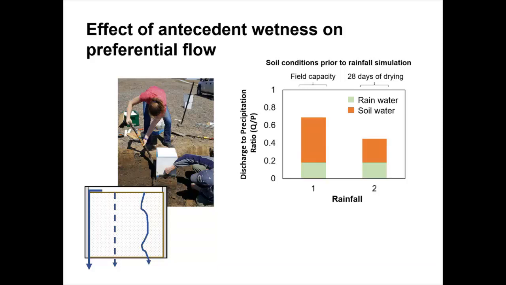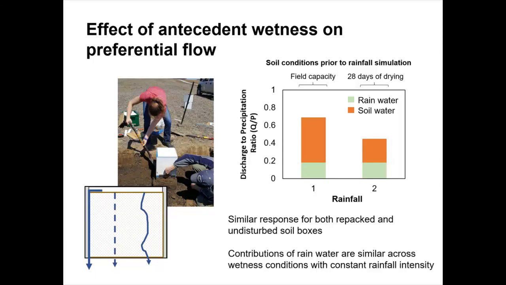So we looked at this, going back to our soil box experiment that I talked about with the spacers around the edge. We looked at the same type of data for the same thing, and we found similar things. So again, here's that first rainfall simulation I already talked about, where it was at field capacity. We let those boxes dry for 28 days and rained on them again, and we see a similar thing. Under dry conditions, the green bars don't change a lot, but their proportion to the overall bar does. And so we see this kind of weird response where we have the same thing whether it was a repacked, really artificial wormhole, or an undisturbed soil with these spacers around the edge.